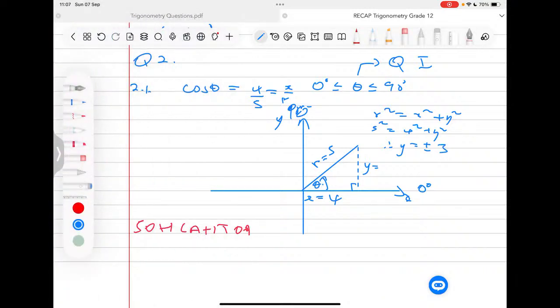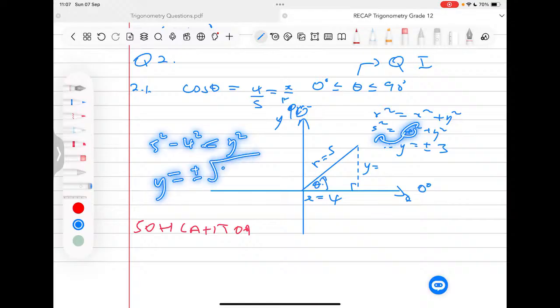Remember, I'm going to take this 4 to this side. So it's going to be 5 squared minus 4 squared is equal to y squared. Then we put the root sign on both sides. So I'm going to have the square root of 5 squared minus 4 squared. So it's a minus there. Then that's how I get to the 3.